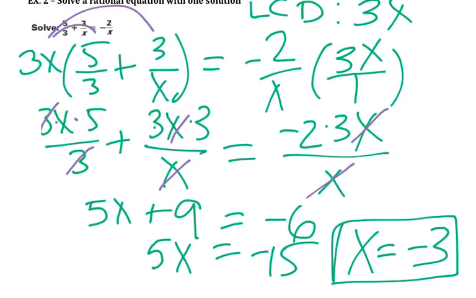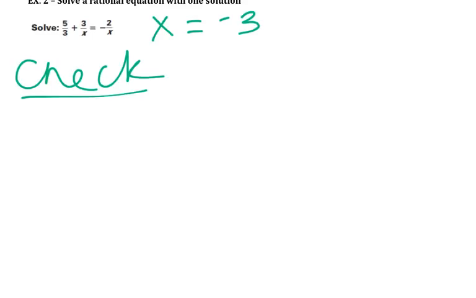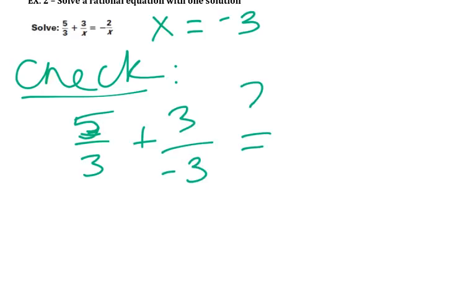All right, so x equals negative 3. So again, we want to do a quick check step. I'm going to clear the page so that we can do that. All right, so we had negative 3 for x. And let's actually check that. So 5 over 3, plus 3 over negative 3 equals, with a question mark, negative 2 over negative 3.